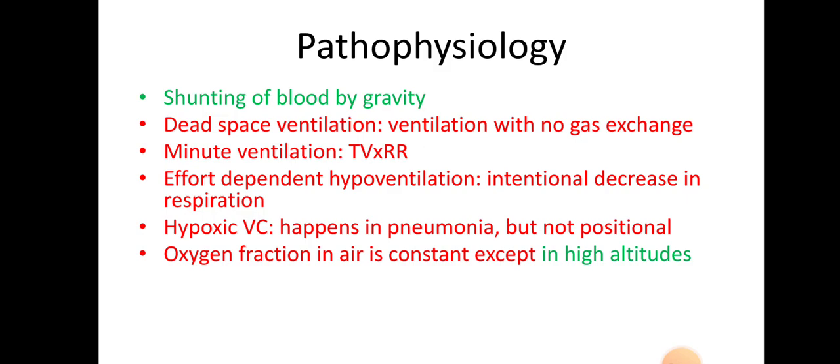Hypoxic vasoconstriction happens in pneumonia, but it's not positional. What does that mean? There is hypoxic vasoconstriction in the consolidated lung because the lung wants more blood flow into the more ventilated areas. In the pneumonic part there is less ventilation, so the vessels constrict to divert the blood into the healthy lung. It happens, but it's not dependent on which side you are sleeping upon. It happens either way.